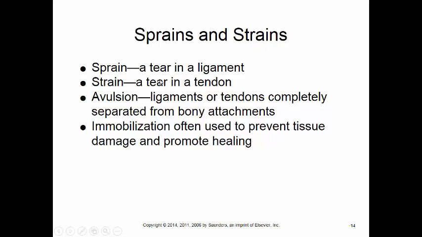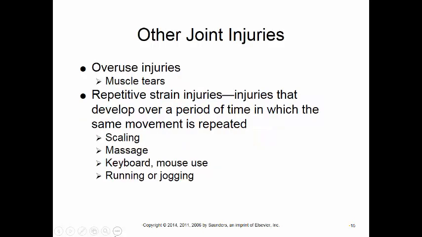Sprains and strains. A sprain is a tear in a ligament. Ligaments are between bone and bone. And a strain is a tear in a tendon, which is between muscle and bone. Avulsion is where they are completely separated from their bony attachments. And for treatment, immobilization is used, and this allows the bones, the tendons and ligaments to naturally heal and promote healing.